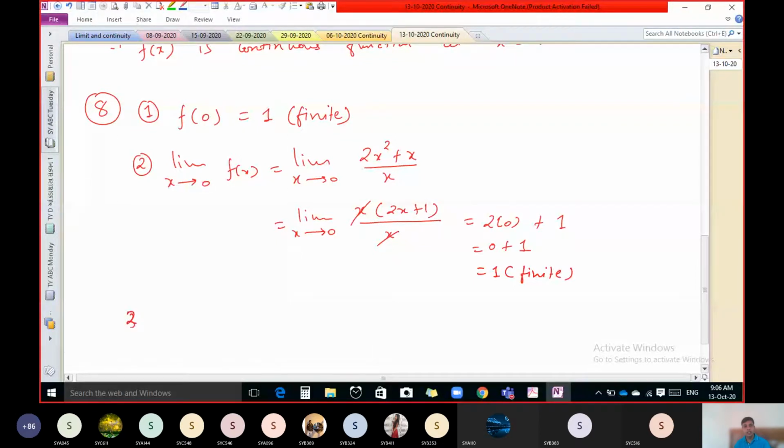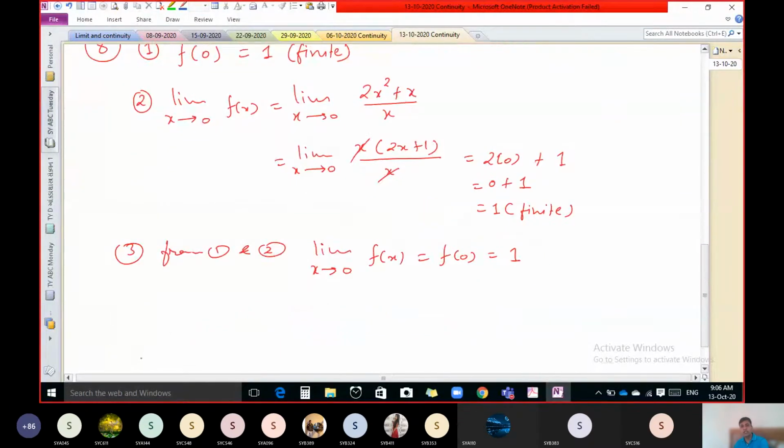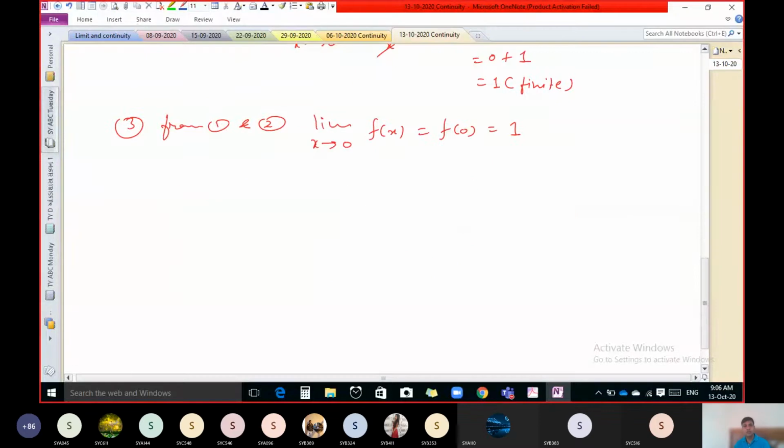And third condition. From 1 and 2, we can say that limit x tends to 0 f of x and f of 0 are both equal, their value is 1. So function is continuous at x equal to 0. Therefore f of x is continuous at x equal to 0.